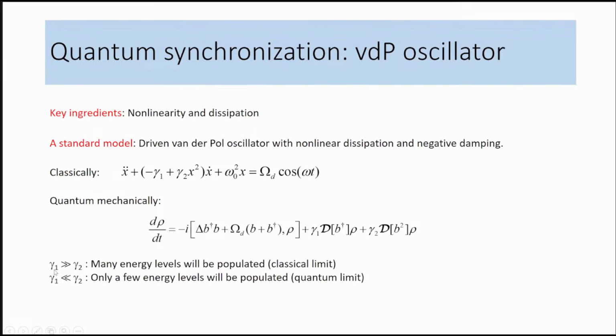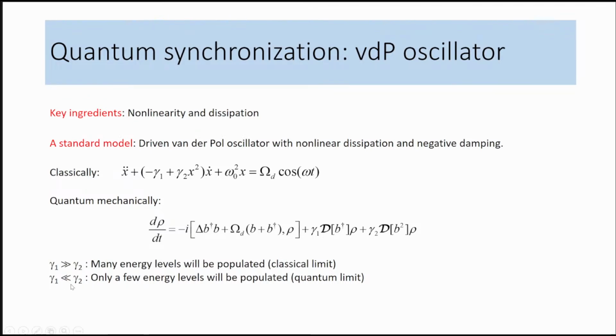If gamma 1 is larger, that means you are supplying too much energy. Then you are taking energy out of it. That means there will be many energy levels that will be populated. And this is equivalent to the classical limit. This is equivalent to the fact that as if you are increasing the effective temperature of the system.